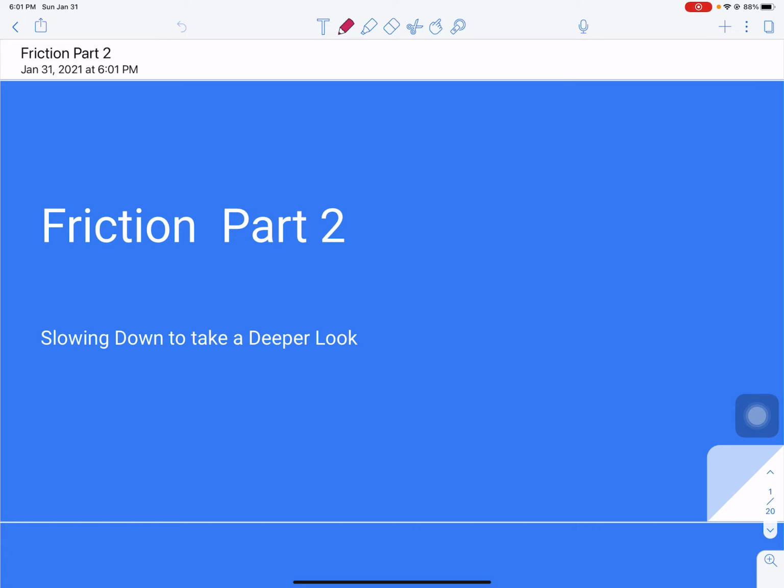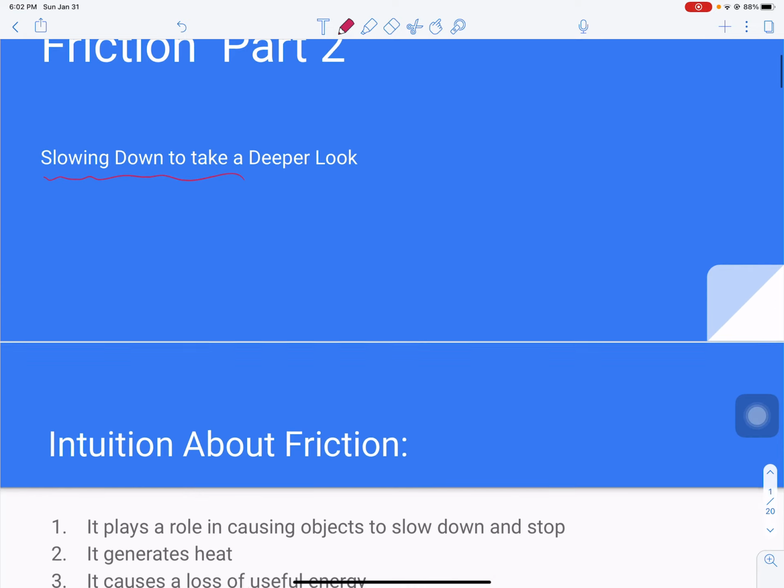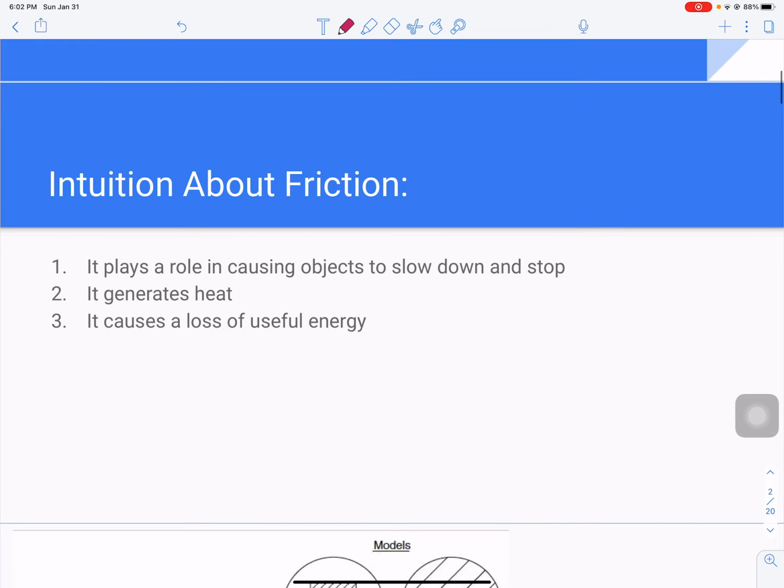So we're going to do another exploration of friction that's going to be part discussion questions and part experimentation. We are slowing down to take a deeper look at friction. You probably already have some intuition about friction. For example, you know that it plays a role in causing objects to slow down and stop. And you probably know that it generates heat. Sometimes there's not enough friction for us to notice the heat. And also it will cause a loss of useful energy.